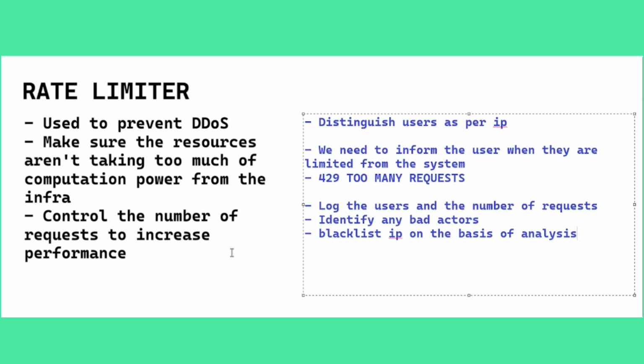Now there are multiple techniques we can use to rate limit. First is the token bucket system. We'll use a different color for this. Now, how does the token bucket system work?